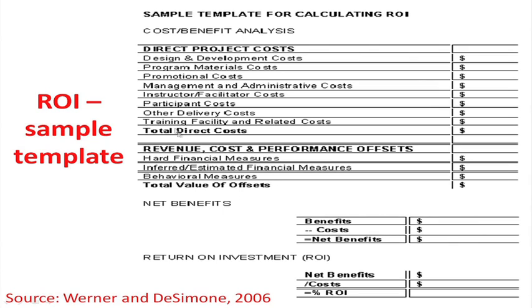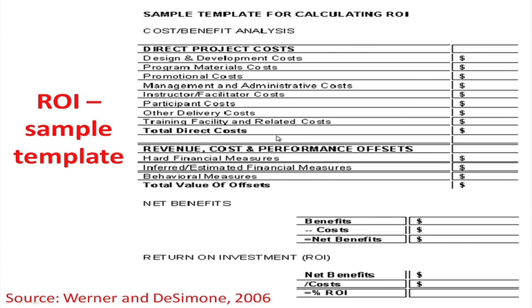So, what you are going to calculate here is that these are the different kinds of costs like design and development cost, material cost, promotion cost, management and administrative costs, instructor facilitators cost, then participants cost, provided they have to travel somewhere, right, or they are not going to work. So, you are going to have somebody else in their place. So, the replacement cost may be there, other delivery costs which are not known immediately, or training facility and related costs. So, these are the direct costs.